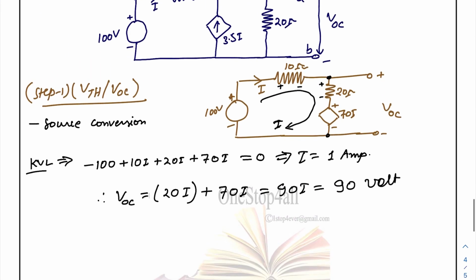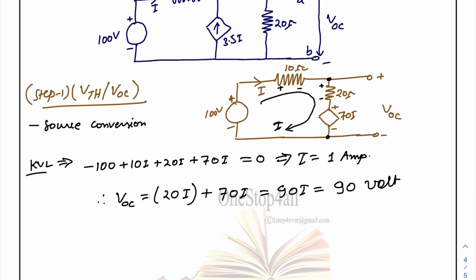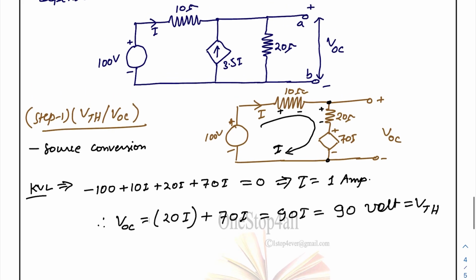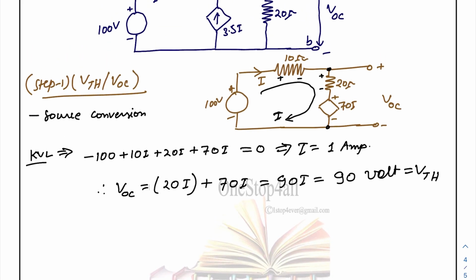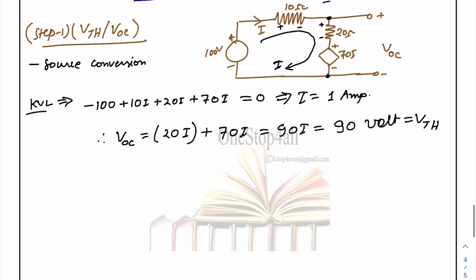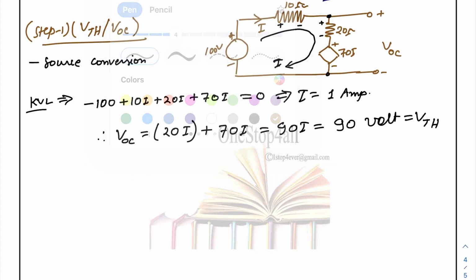By following the simple method, by simplifying the given circuit, we are able to find out the VOC, and this is nothing but your Thevenin voltage. Thevenin voltage we found out. Now, our second target will be what? If you have any doubt, you can comment in the comment section. Now, our second step will be to find out the RTH.